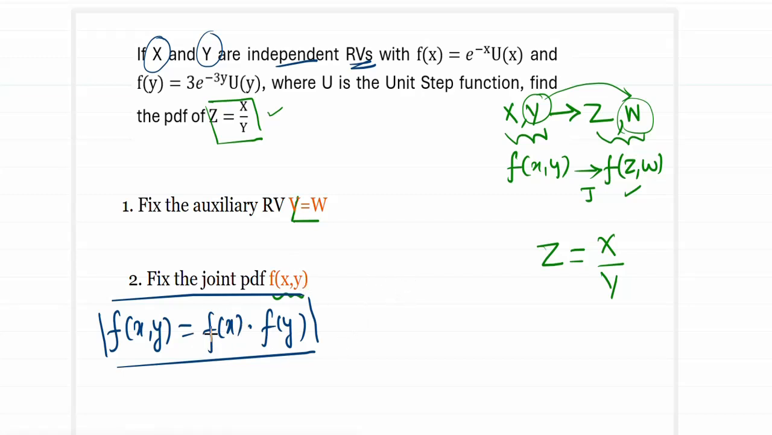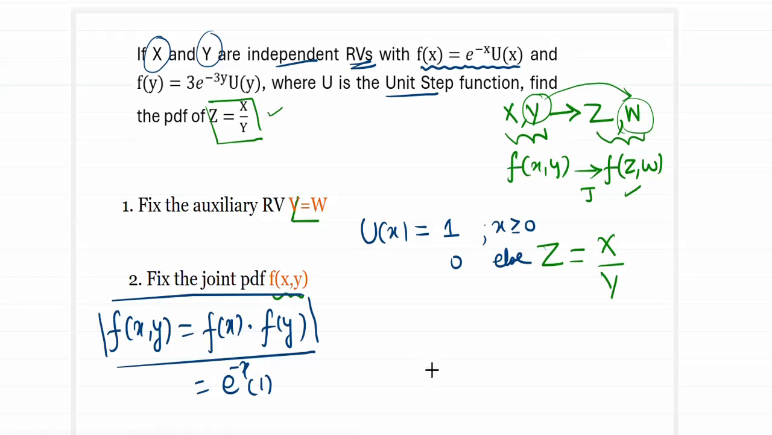So this is the key formula for me to fix my old function f of x comma y. Now f of x has been given to me: e power minus x into u of x. What is this u of x? U of x is the unit step function. What is a unit step function? It is a function that takes the value unity, or 1, whenever the value of x is greater than or equal to 0, and it is 0 elsewhere. So now I can fix this f of x as e power minus x times 1, where x is greater than or equal to 0. And it is 0 elsewhere, meaning this multiplied with 0, the entire function will vanish.